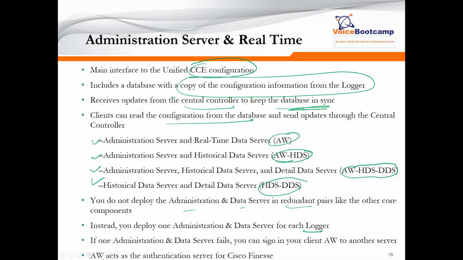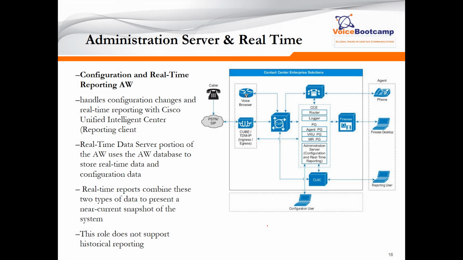Now, AW acts as an authentication server for Cisco Finesse server. So when Cisco Finesse logs in, AW is used to authenticate the user. So let's take a look at the AW role, which provides two functionalities: configuration and real-time. It handles all the configuration changes and real-time reporting for Intelligence Center. The real-time data server portion of the AW will use the AW database, which you must create in advance, to store the real-time data and configuration data.